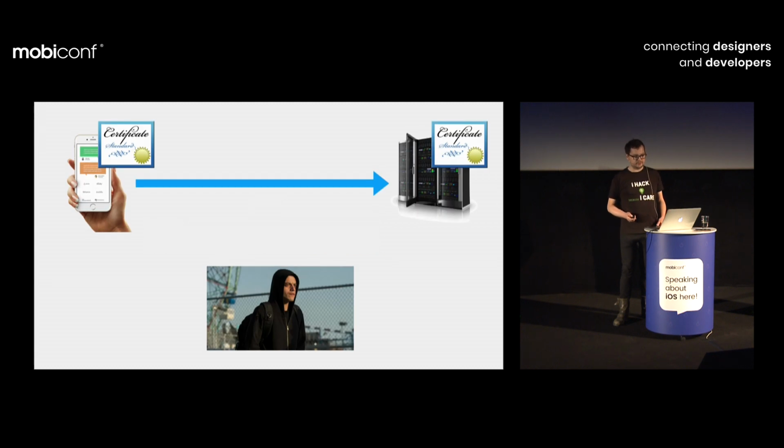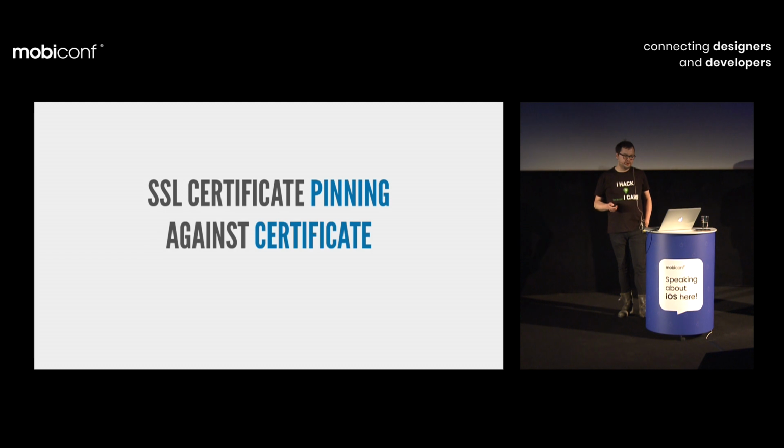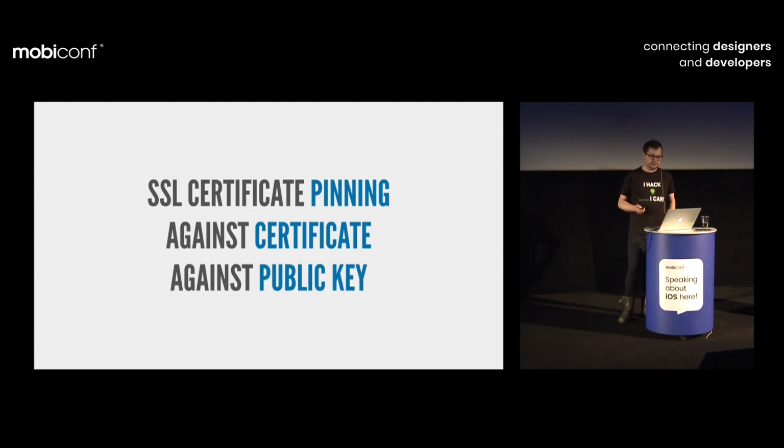It's very simple. In the simplest implementation, you just put a copy of the certificate in the app bundle. You compare who you are connecting with, and a fake is easily detected. You can just bail out. So the easiest way of pinning is against the certificate, which may be tricky.